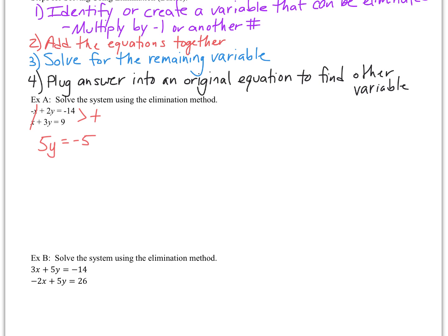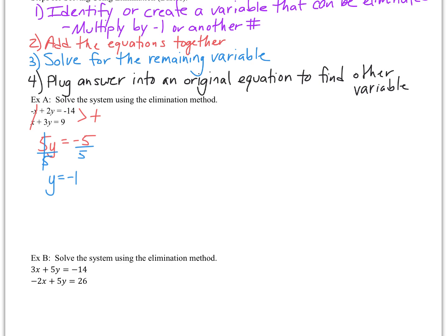So that's step 2. Step 3 is just to solve for the variable. What would I do to solve for the variable? Exactly. I'm going to divide by 5. So what's y? Exactly. Negative 1. So that's the end of step 3. Then step 4, just like always, we take it and plug it into one of the original equations and solve for, in this case, x.